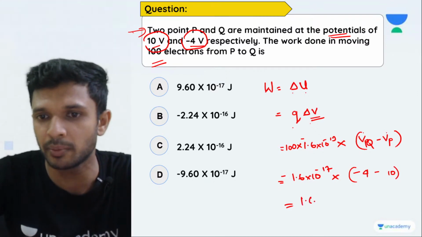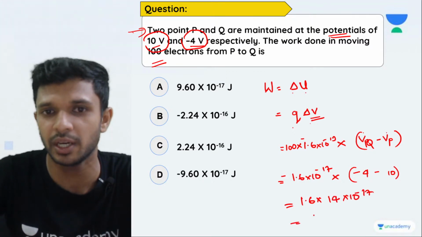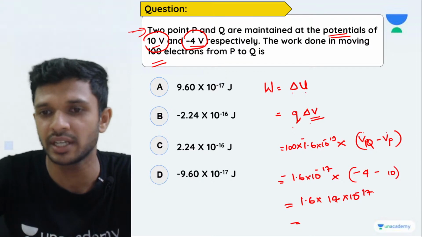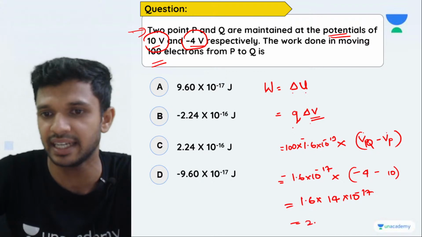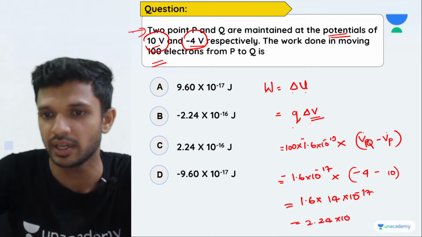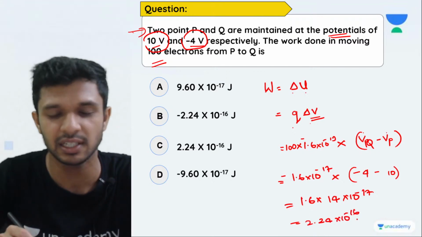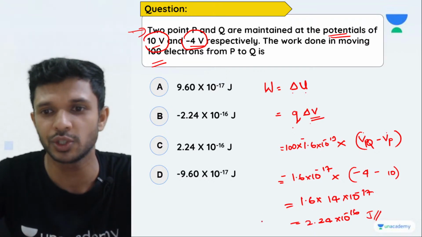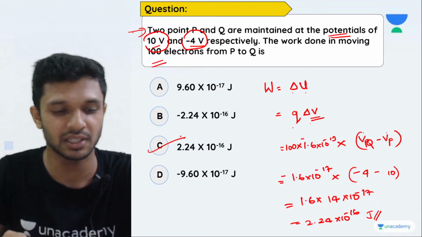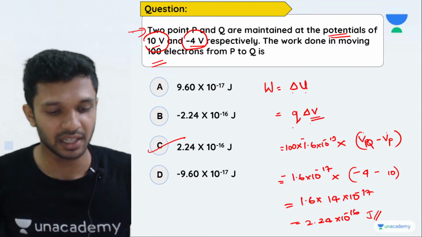So this becomes 1.6 into 14 into 10 power minus 17. We'll get 1.6 into 14 as 22.4. By writing it as 2.24, we'll write 10 power minus 16, and the unit of work is joule. So which option do we have? We have option C. That's it.